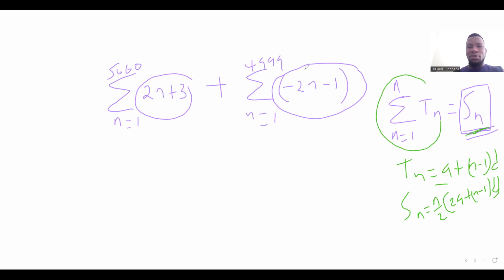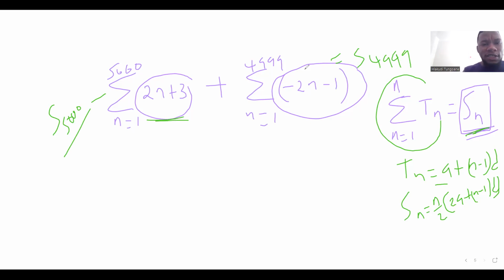So in this case, that would be S499, and then this one will be S5000. But for what? For the Tn's that you will have to write. Okay, so let's look at Tn here. So 2n plus 3. So 2n plus 3.